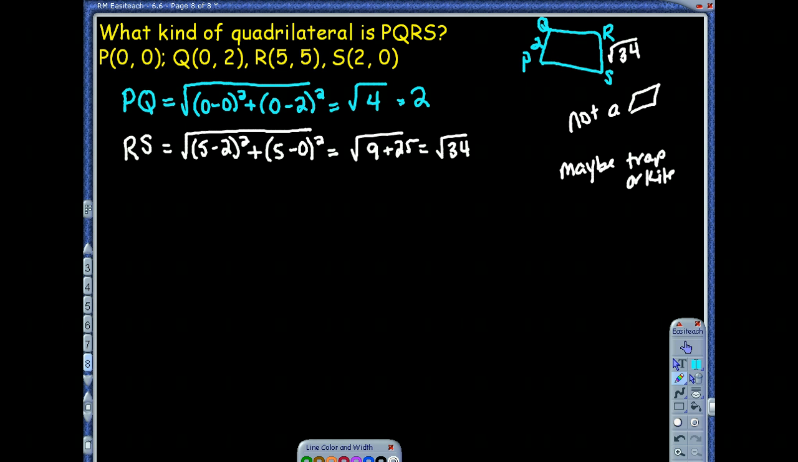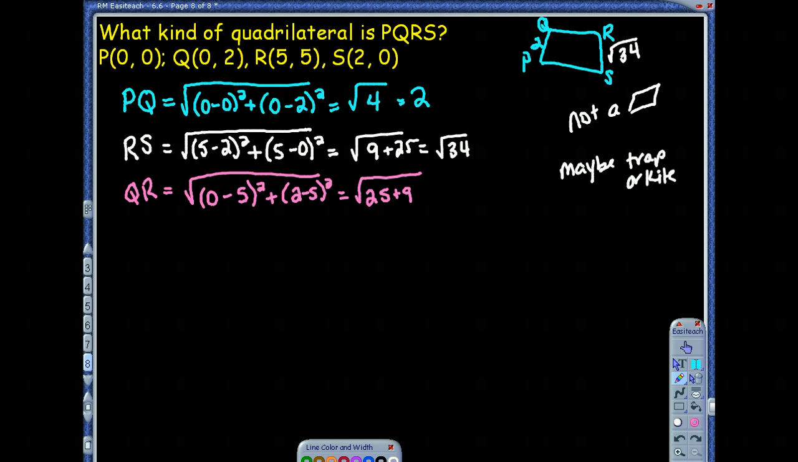So here's what I'm thinking. I'm going to continue with the distances because it might allow me to prove if it's a kite. Because if we have some sides that are congruent, and I haven't done any of the consecutive sides, all right, so let's do QR. QR would be the square root of 0 minus 5 quantity squared, plus 2 minus 5 quantity squared. So it's 25 plus 9 again, the square root of 34. Okay, so that's that side.